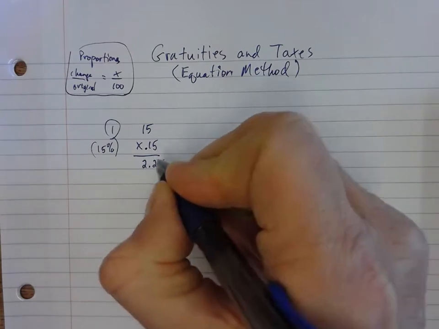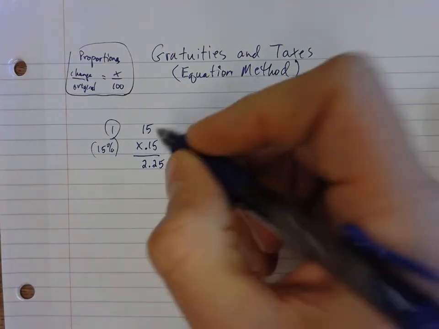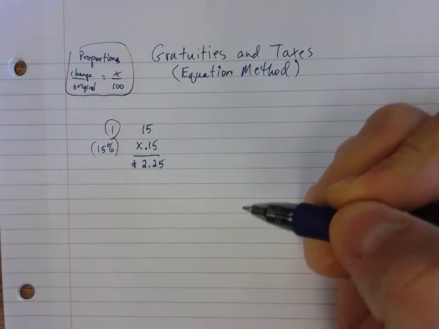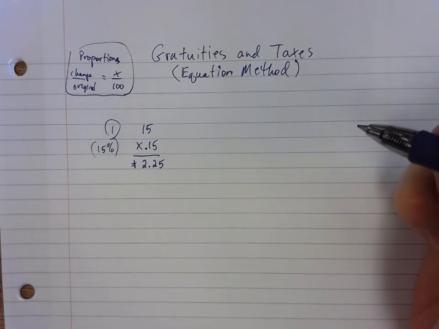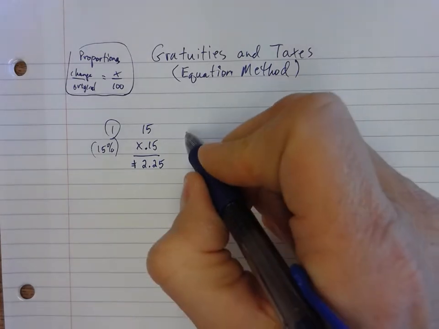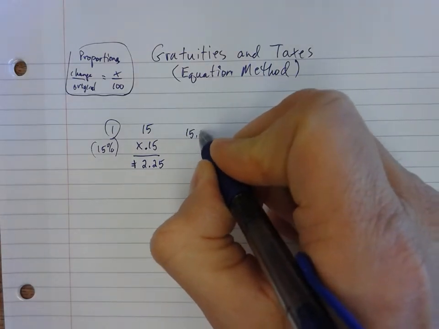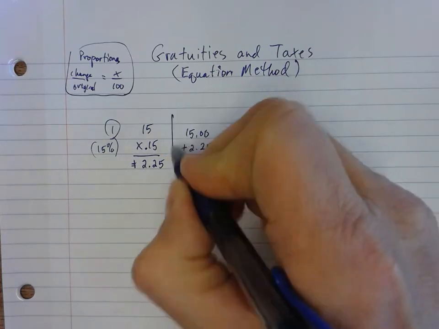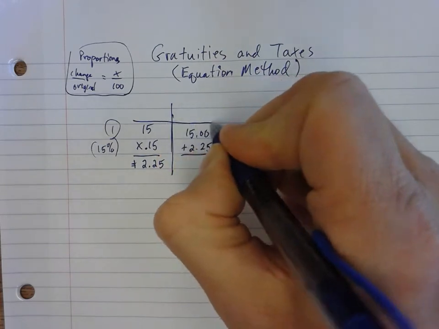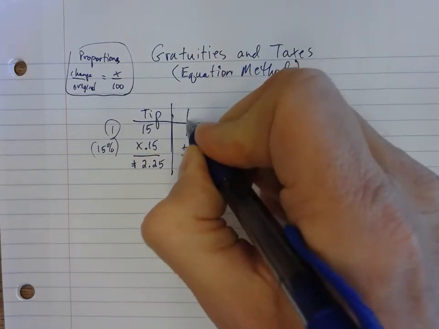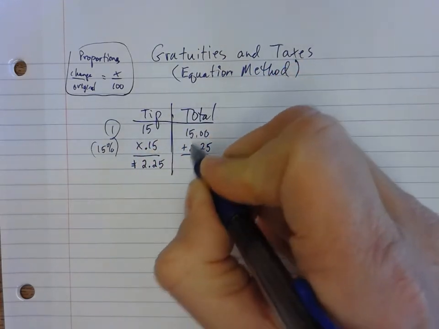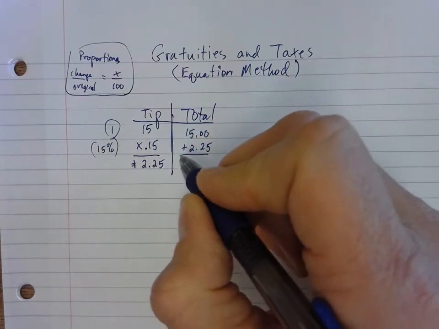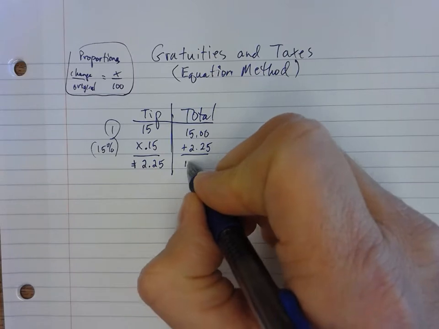Now, if it asks how much you pay in total, including the tip, you'd say that's $15 plus $2.25. If I break it up into a little T chart, this would be the tip and this would be the total. You do the $15 for the haircut plus the $2.25 tip that you're leaving. That would be $17.25.